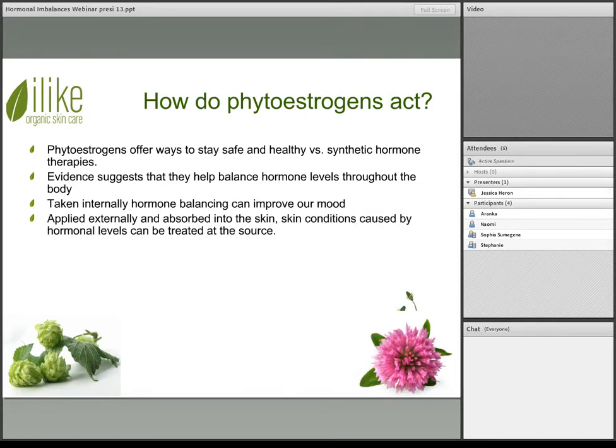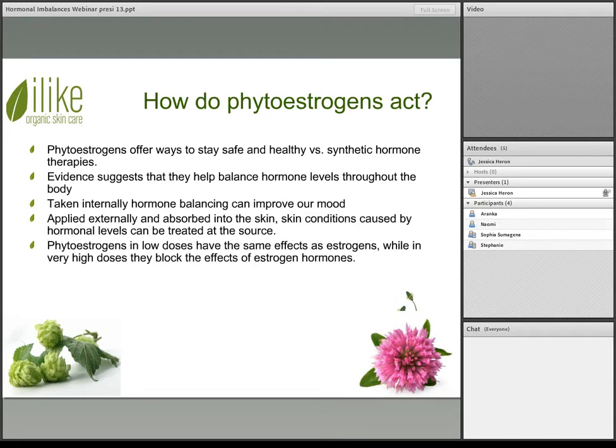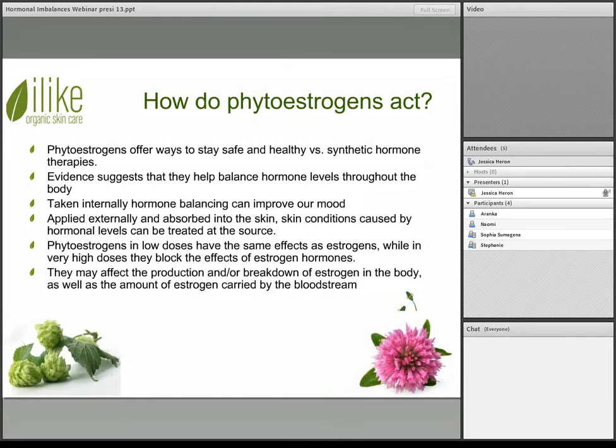Also, applied externally and absorbed into the skin, skin conditions caused by hormonal levels can be treated at the source, so they're more effective. Phytoestrogens in low doses have the same effects as estrogens, while in very high doses they block the effects of estrogen hormones. They also may affect the production and the breakdown of estrogen in the body, as well as the amount of estrogen carried by the bloodstream.